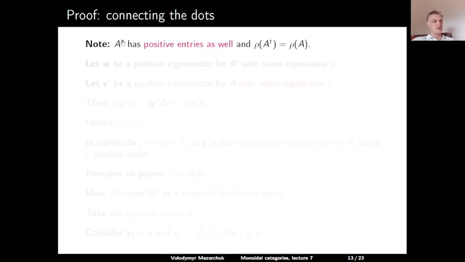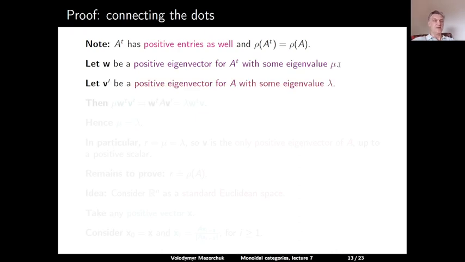If we look at the transpose matrix of A, it also has positive coefficients, and of course the spectral radius of the transpose of A is equal to the spectral radius of A. Let W be a positive eigenvector for the transpose with some eigenvalue mu. It exists, we just established it. Let V prime be a positive eigenvector for A with some eigenvalue lambda.